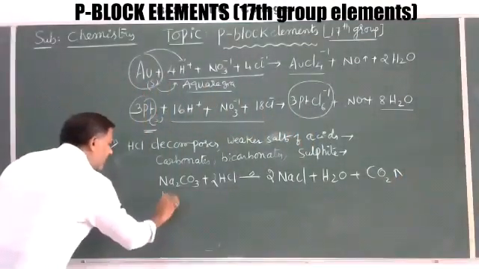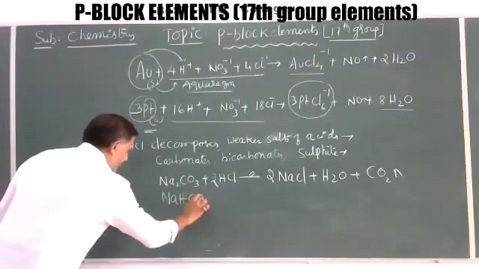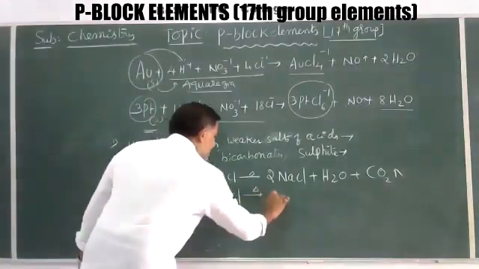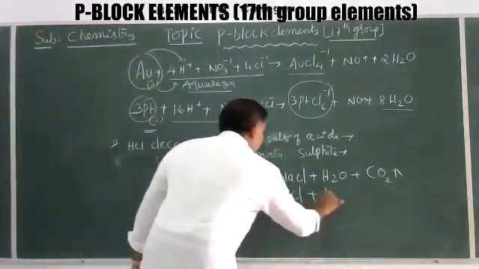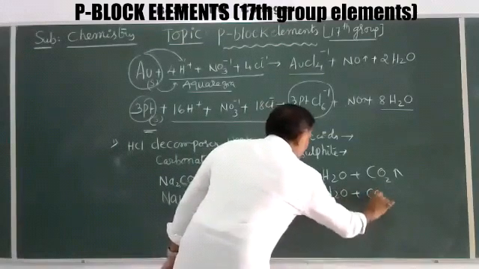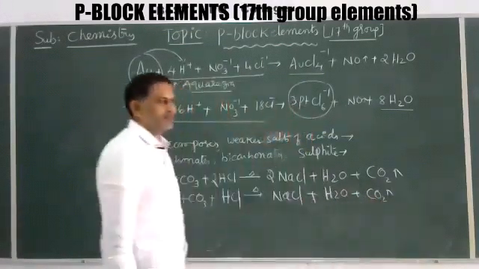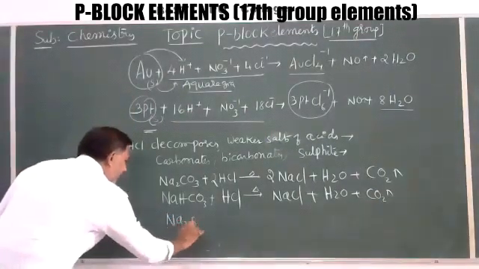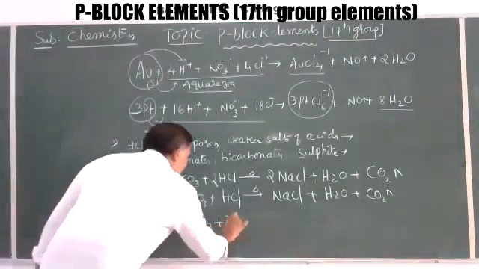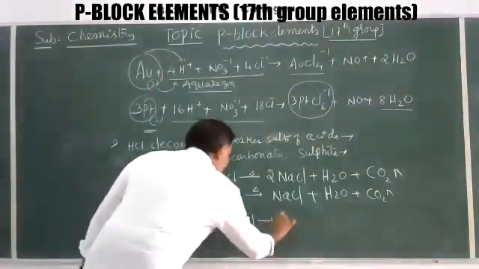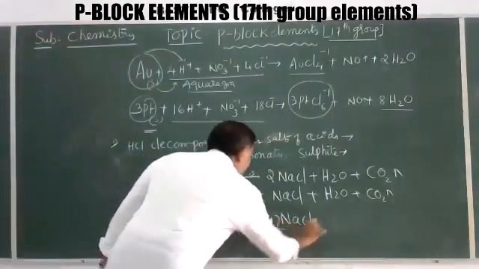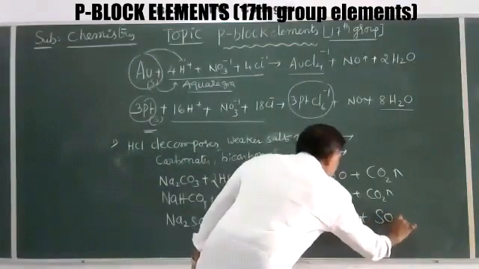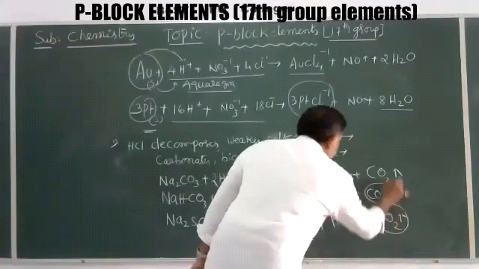Then here NaHCO3 bicarbonate, this with hydrochloric acid gives NaCl plus H2O plus carbon dioxide gas is liberated. Here the sodium sulfite Na2SO3 plus 2HCl gives 2 NaCl plus H2O plus SO2 gas is liberated. Corresponding gases these are.